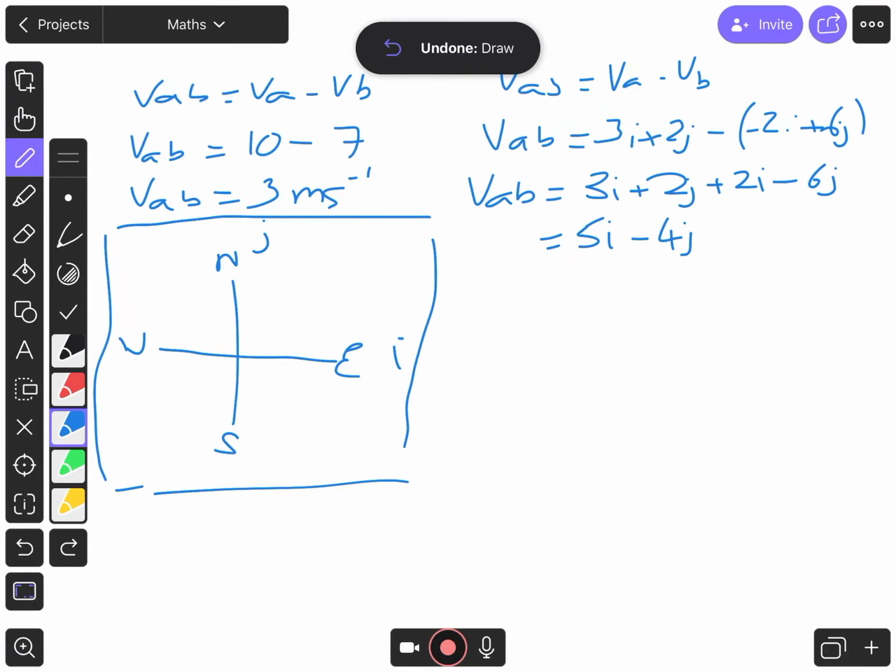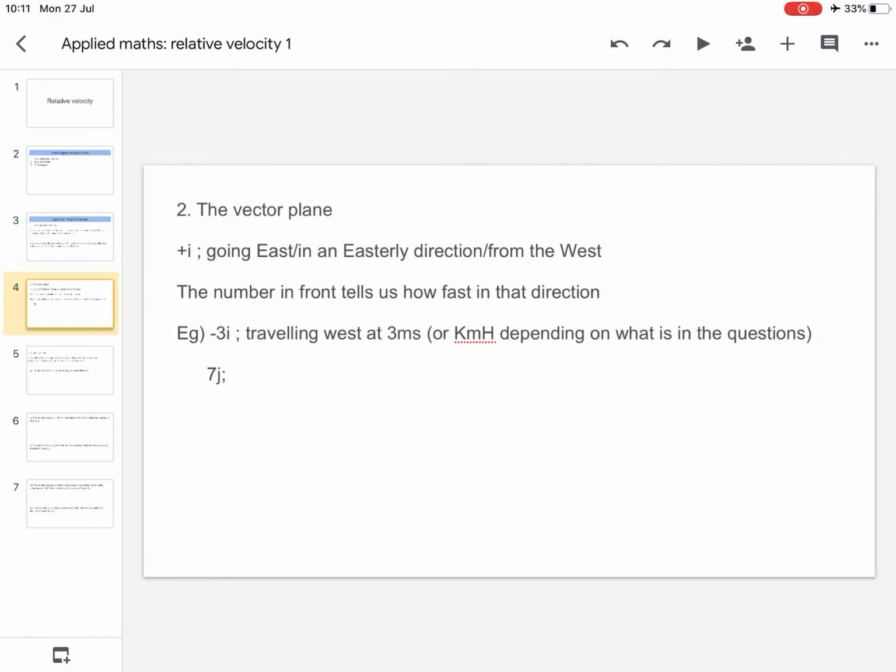Unless they say anything, it's nothing to do with the j's at all. So minus 3i is going to be going 3 meters per second or kilometers per hour, depending on what everything is in terms of in the question. And you're going minus i, so you're traveling west.